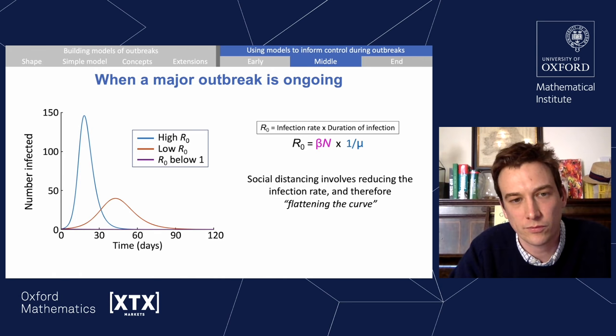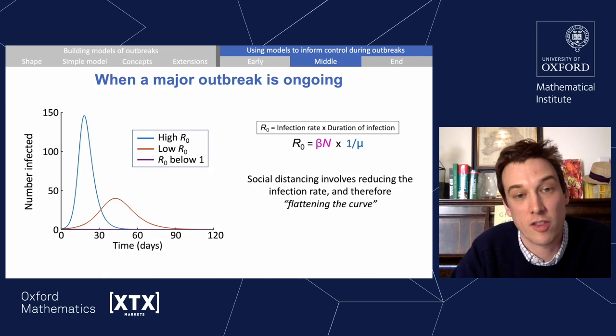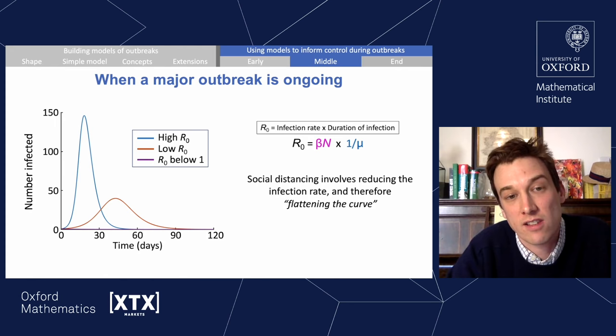The peak of this outbreak is very high. What that means is that there's a large number of individuals infected at any one time. And because of that, it's very difficult for healthcare services to cope, because they have to deal with a huge amount of cases all at a single time. In contrast, if you introduce an intervention that reduces R0, that has two effects. Firstly, it reduces the size of the peak. If you look at the red curve, the peak is much lower than for the blue curve. What that means is that at any one time, healthcare services aren't having to treat as many infected individuals. And that's clearly a beneficial thing.